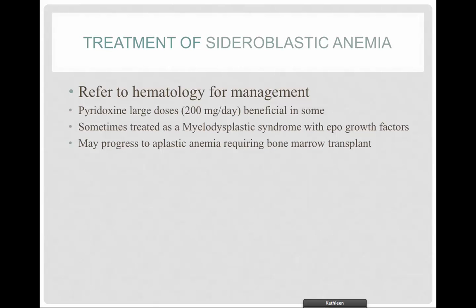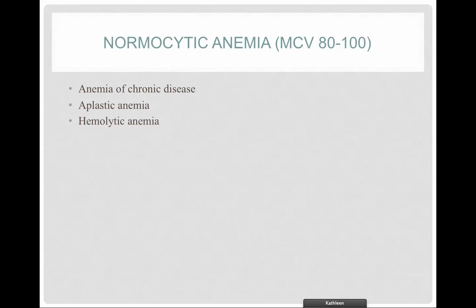With sideroblastic anemia, you want to refer to a hematologist. Patients are going to be started on pyridoxine, large doses, 200 milligrams a day, beneficial in some, sometimes treated as myelodysplastic syndrome with epigen growth factors, may progress to aplastic anemia, which requires bone marrow transplant. Either way, you're not managing this. Your patients might be on those medications based on what the hematologist's recommendations are and what they prescribe.